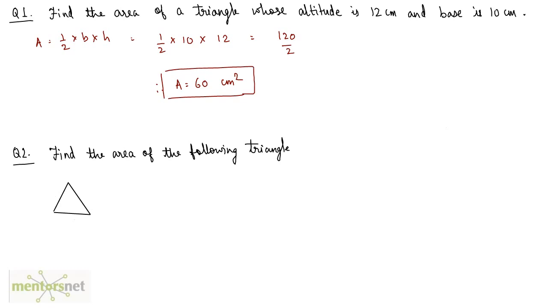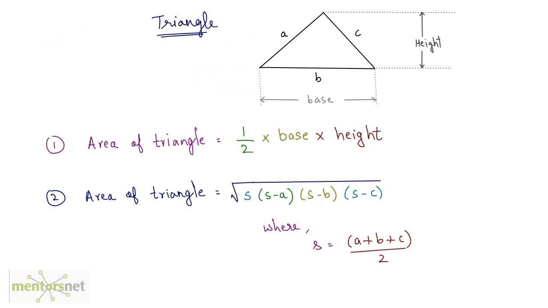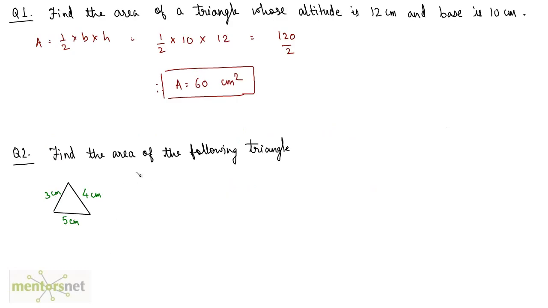Now let us look at the second question. You have to find the area of the triangle given here. We have been given the sides of this triangle, and we don't know the base and the height. Well, there is a formula: square root of s into (s minus a) into (s minus b) into (s minus c). For that we'll have to calculate the value of s, the sum of the sides divided by 2. So let's calculate the value of s first. s is equal to (3 plus 4 plus 5) by 2. So this is 12 by 2, and this is 6. So the value of s is 6.